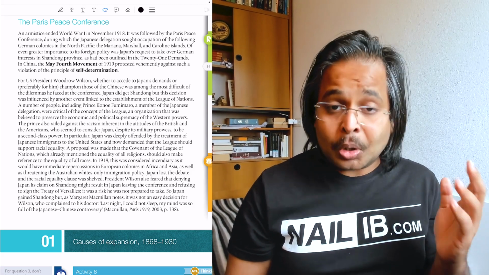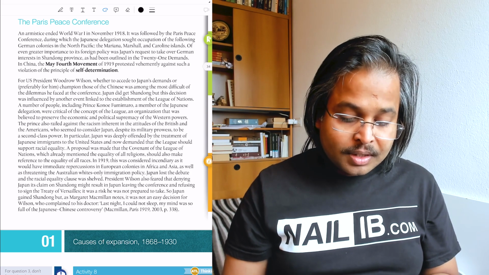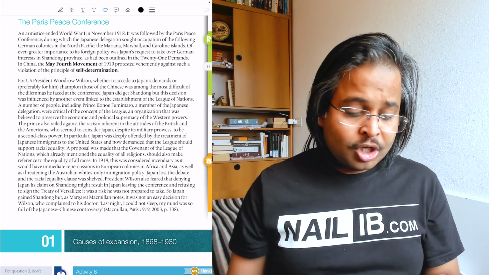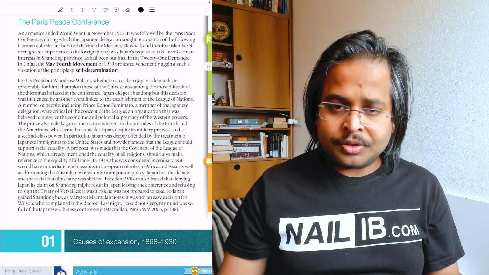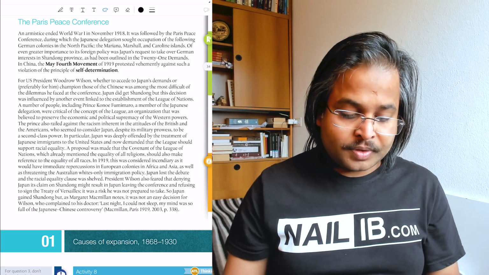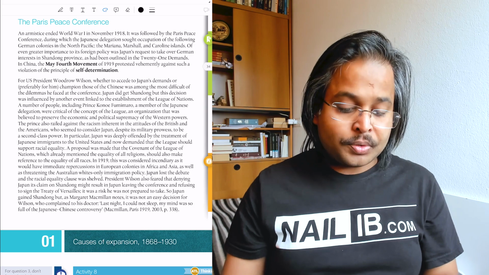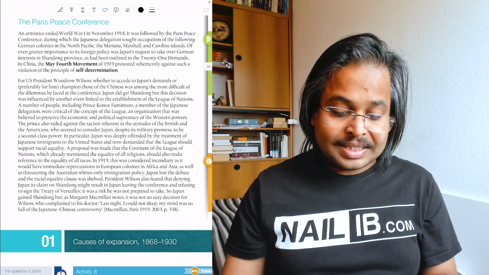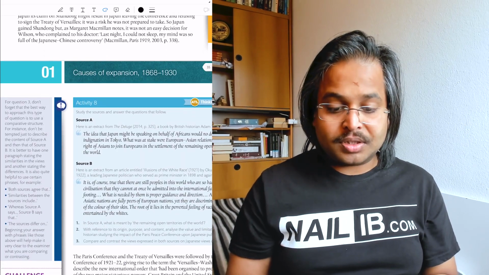But Japan, because he wanted the Japanese signature so desperately, he was ready to give up Shandong for that. The fact that the Japanese were ready to leave was a risk that he was not prepared to take. So Japan gained Shandong, but as Margaret Macmillan, an academic at the University of Oxford, notes, it was not an easy decision for Wilson, who complained to his doctor, "Last night I could not sleep. My mind was so full of Japanese-Chinese controversy." This has been noted in a book called Paris 1919.